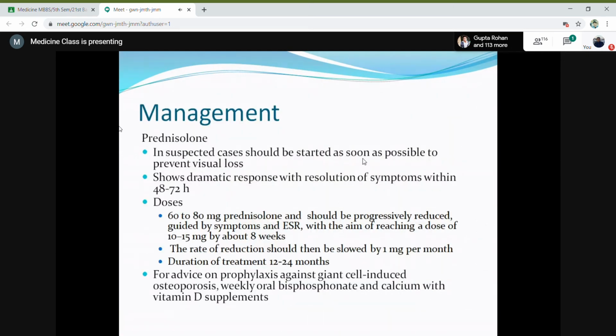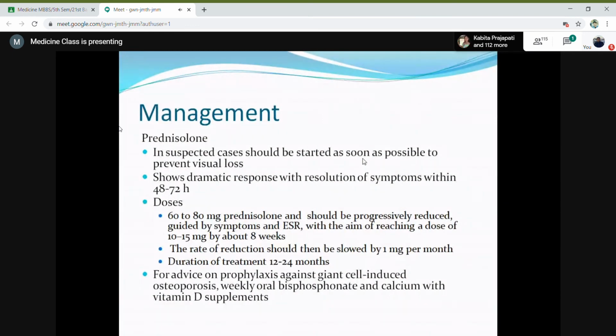For the management, steroid, mainly prednisolone, is given and it should be started as soon as possible if you are suspecting it, so as to prevent visual loss. Whenever it is started, within 48 to 72 hours of starting the medication, it shows a dramatic response with resolution of symptoms. The dose is 60 to 80 mg, and it should be progressively reduced, monitoring the ESR and the CRP, reaching a dose of around 10 to 15 mg by about 8 weeks.